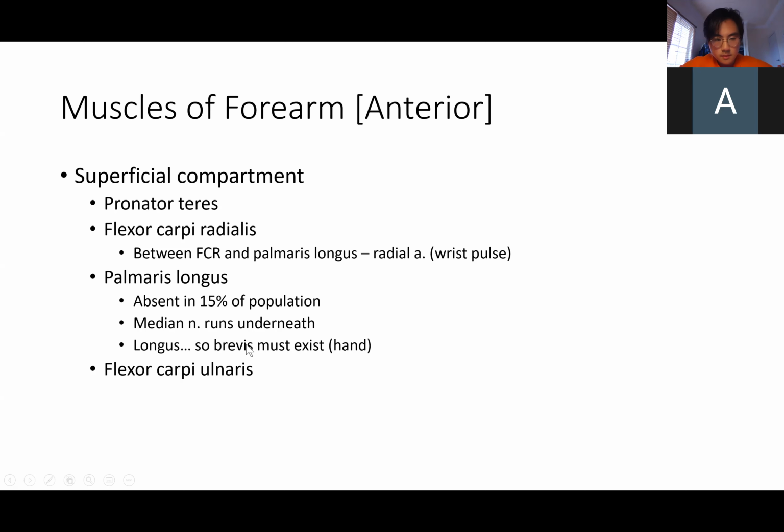Palmaris longus, the median nerve runs beneath it, which makes sense because the palmaris longus becomes the flexor retinaculum. So the median nerve runs under it in the carpal tunnel.